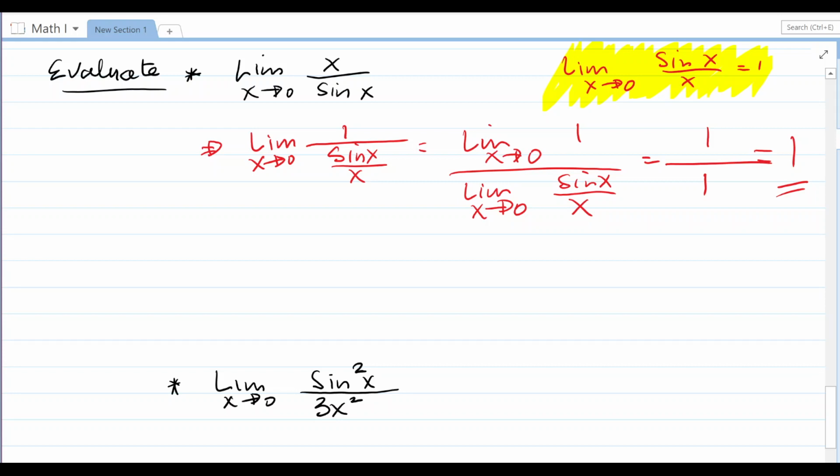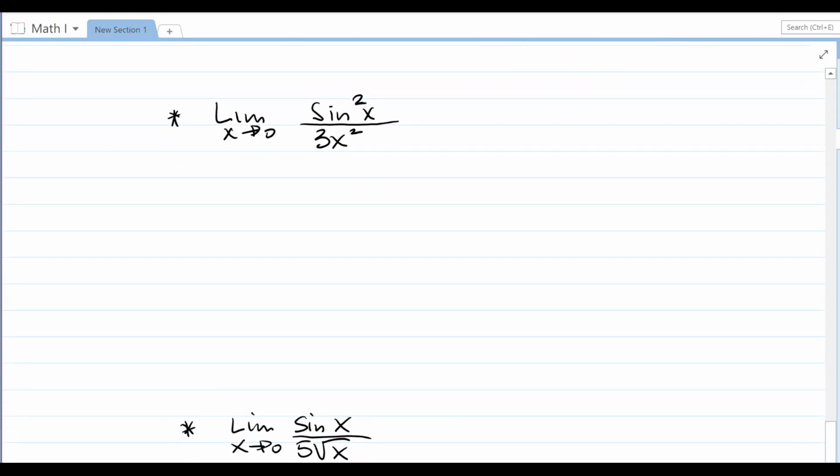Okay, let's do another one. What's the limit of sine square x over 3x squared as x approaching 0? So with this problem, we simply take the 3 out. Take the 3 out in the front by using the property of limits.